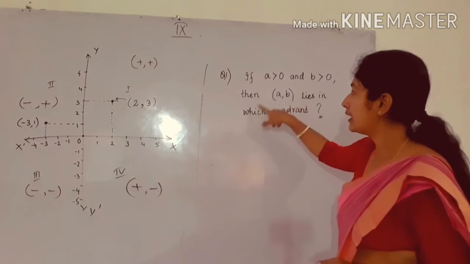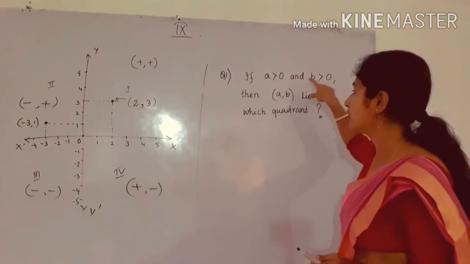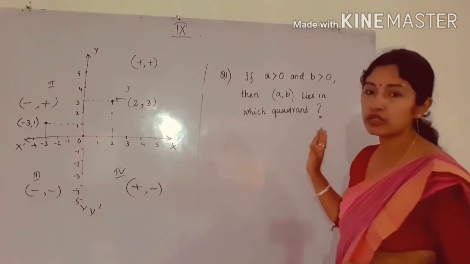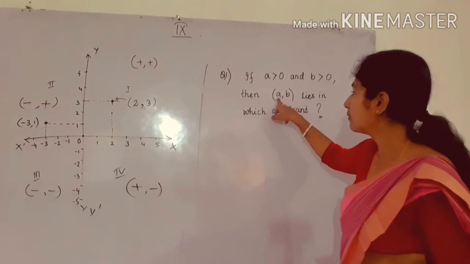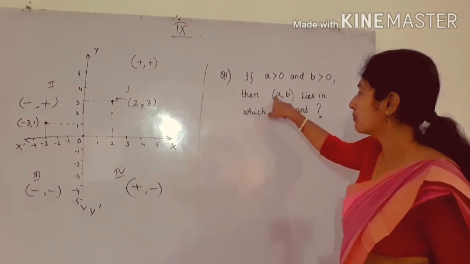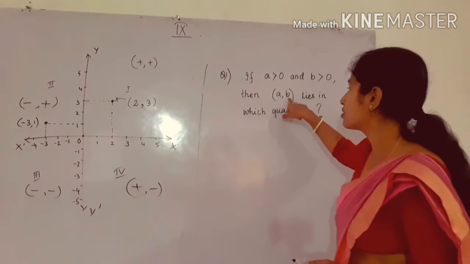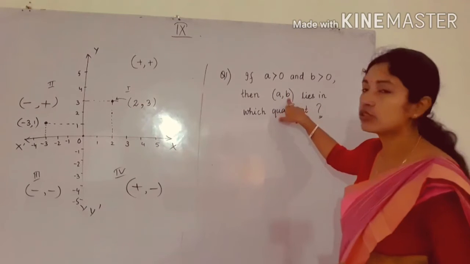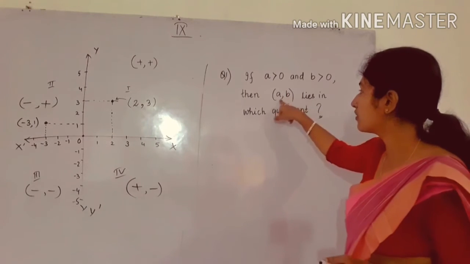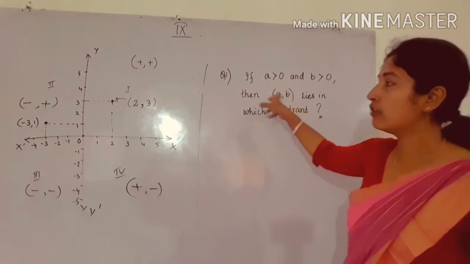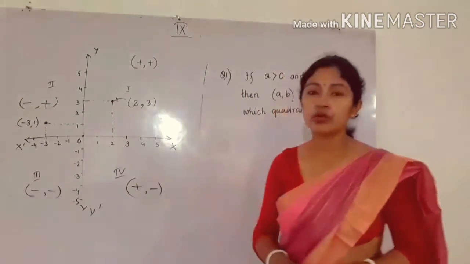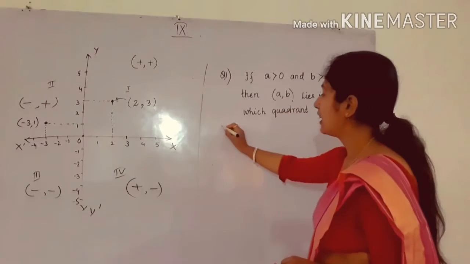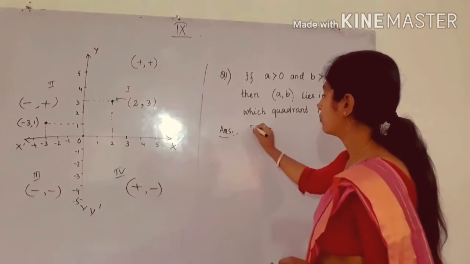So here the condition is, if a is positive and b is positive, then (a, b) lies in which quadrant? As you see, both are positive. Here a is positive because no symbol is there before a, and b is also positive because there is no symbol before it either. So if both x and y are positive, in which quadrant? Yes, the first quadrant. So we can say this (a, b) lies in the first quadrant.